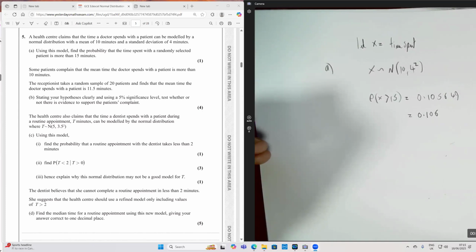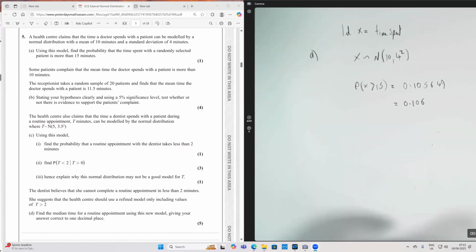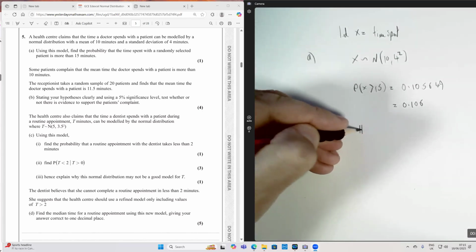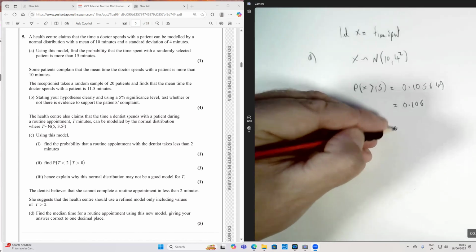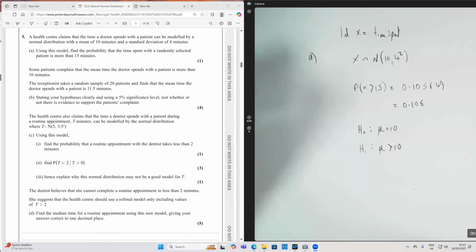Now, it says some patients complain that the mean time that the doctor spends with a patient is more than 10 minutes. The receptionist takes a random sample of 20 patients and finds that the mean time that the doctor spends with patients is 11.5 minutes. Stating your hypothesis clearly and using a 5% level of significance, test whether or not there is evidence to support the patients' complaint. First of all, we need to define our null and alternative hypothesis. Our null hypothesis is that the mean is 10, and our alternative hypothesis is that the mean is in fact greater than 10, because the patients are complaining that some doctors are spending too long with patients.